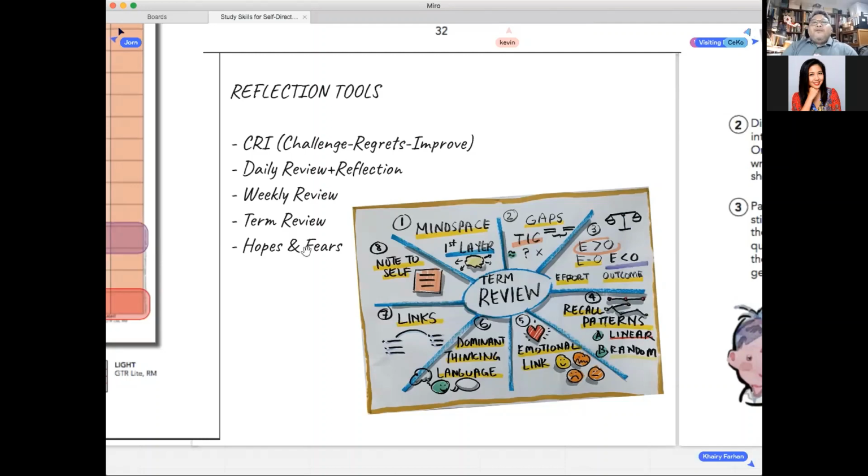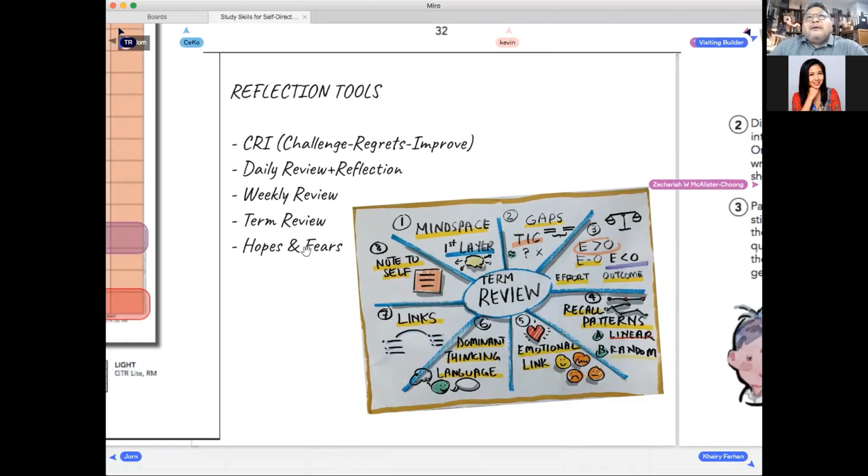Our weekly review: at the end of the week, when they have done the daily review and reflection, there is no evaluation. At the end of the week, students can go through what they have written down and start to reflect on which topic is okay and which topic they will need help with, and that is where they spend their weekend to craft ways or ask their parents for help.